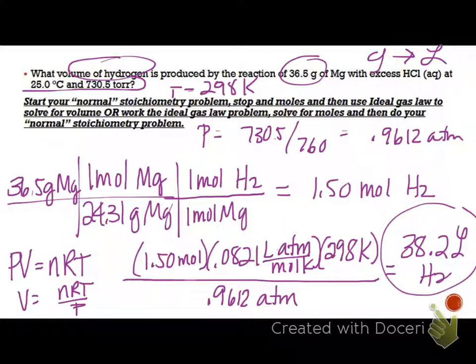So I would like to do one that's going to be opposite. It's going to give you a volume, and it's going to want to go to grams. Are we still going to do the PV equals nRT thing? Yes, but this time you're going to start with PV equals nRT on the new problem. Okay?